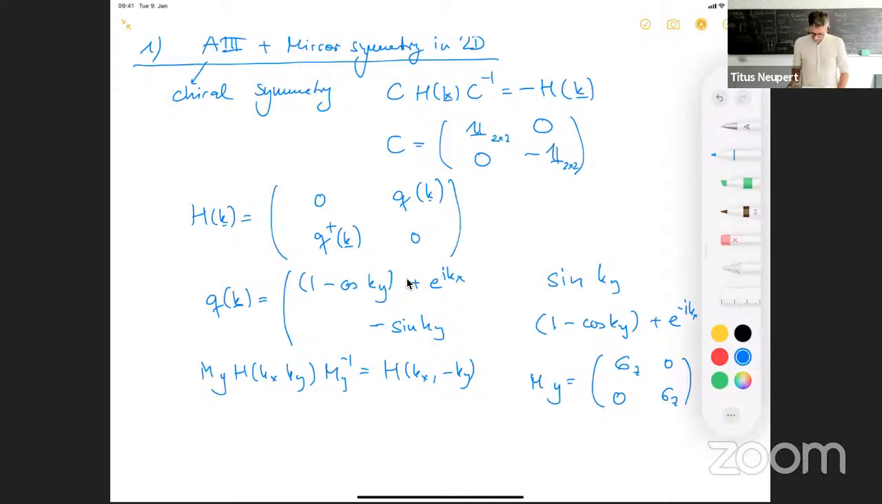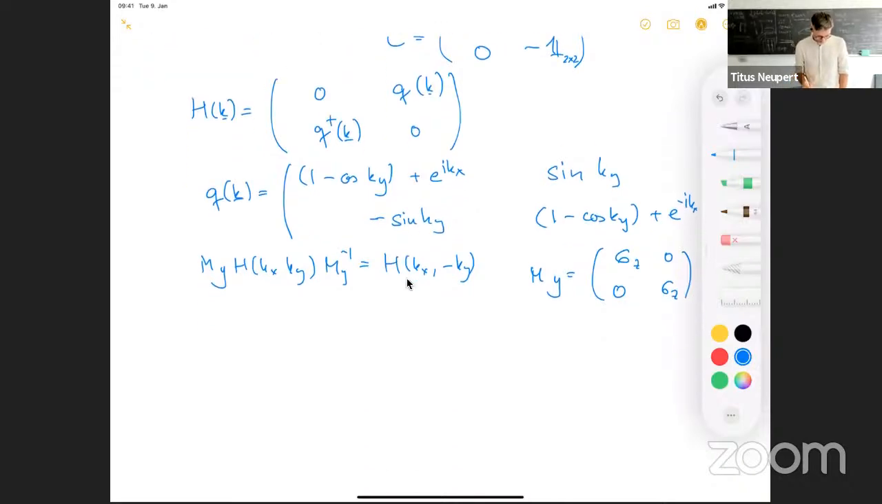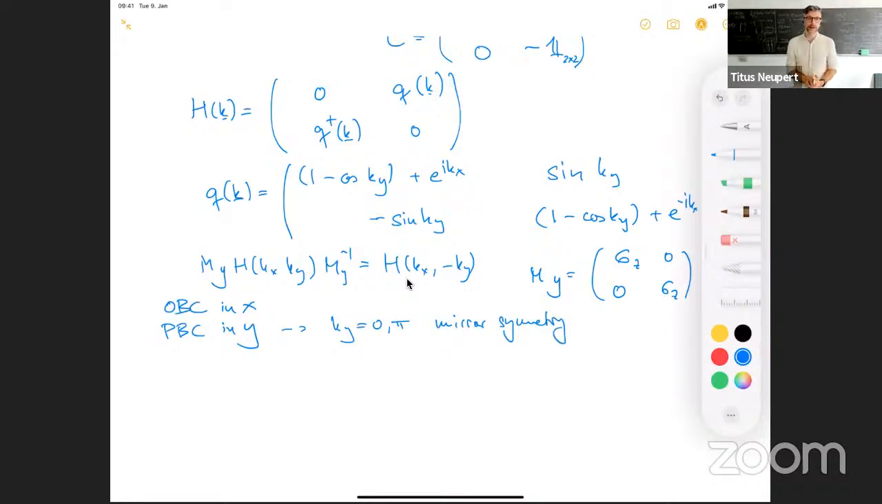So we want to look at the system that is open in x direction. We can keep the periodic boundary conditions in y direction so that the boundary itself is mirror symmetric, and ky is a good quantum number. In particular, at ky equal to 0 and pi, I have mirror symmetry in the spectrum, and I can classify the states by mirror eigenvalues plus or minus one. At these places, we have a decomposition of this Hamiltonian.